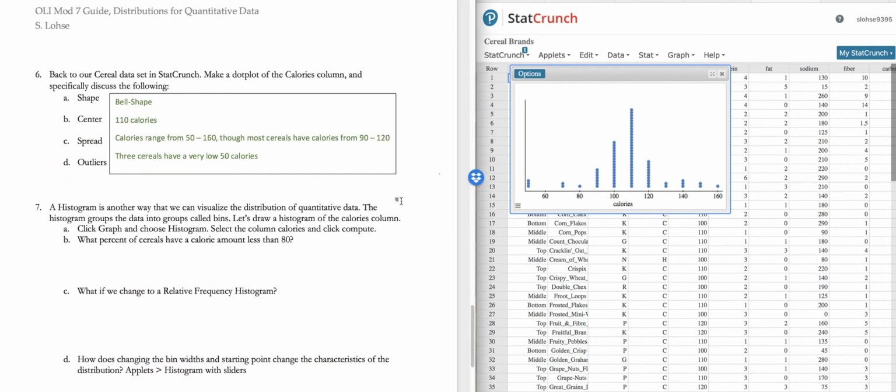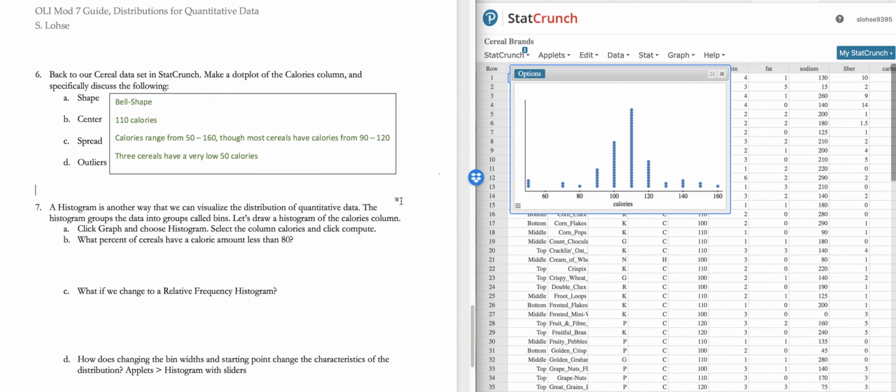Okay, you can see what I put there. The shape is bell-shaped. It's not a perfectly symmetric bell, but certainly we have one central peak and then tapering off on each side. I think the center is at 110 calories. The spread, my explanation again talks about the total range and then where we find most of the data. So I've said calories range from 50 to 160, though most cereals have calories from 90 to 120.